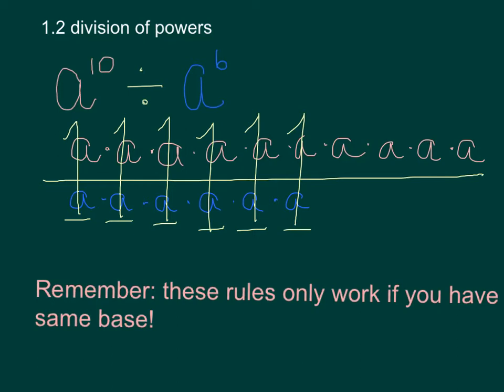Now look what I have left. I have a's. Are they in the numerator or in the denominator? They are in the numerator. And so this is going to equal a to the 1, 2, 3, 4.